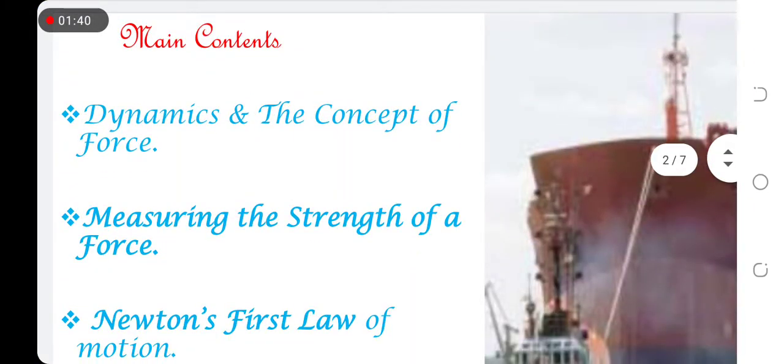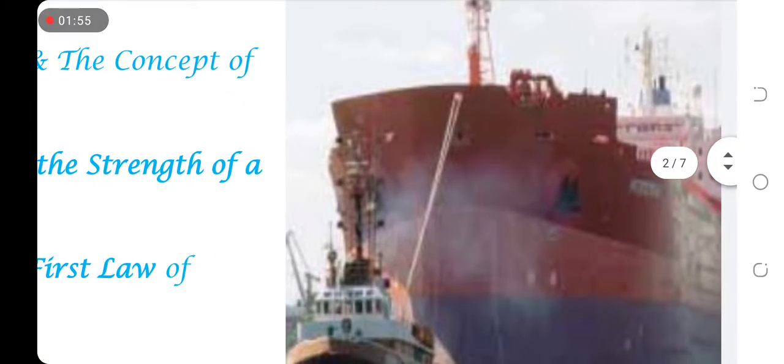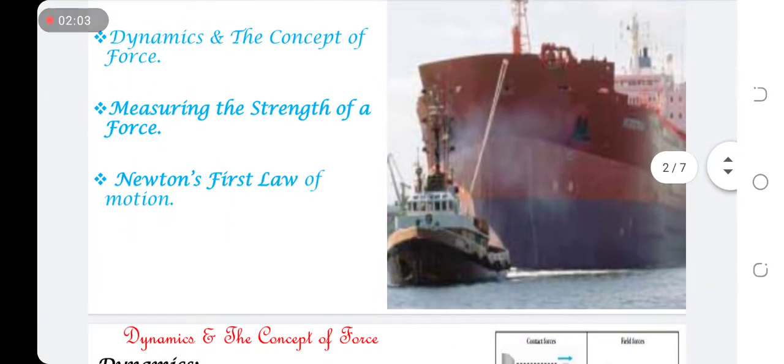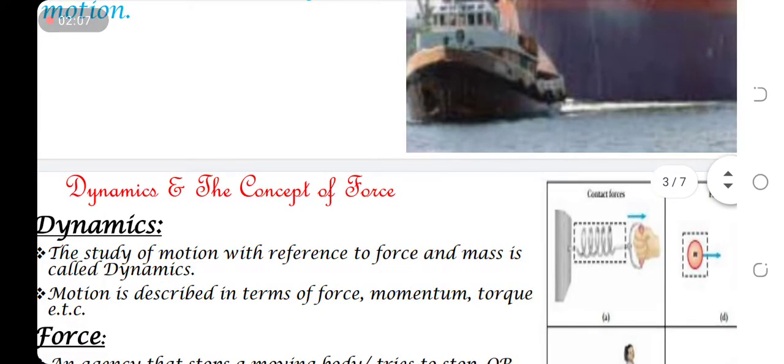The main contents of this lecture: the dynamics and the concept of force, measuring the strength of force, and Newton's first law of motion. This is the title of the page diagram, the chapter diagram. First of all, the dynamics.